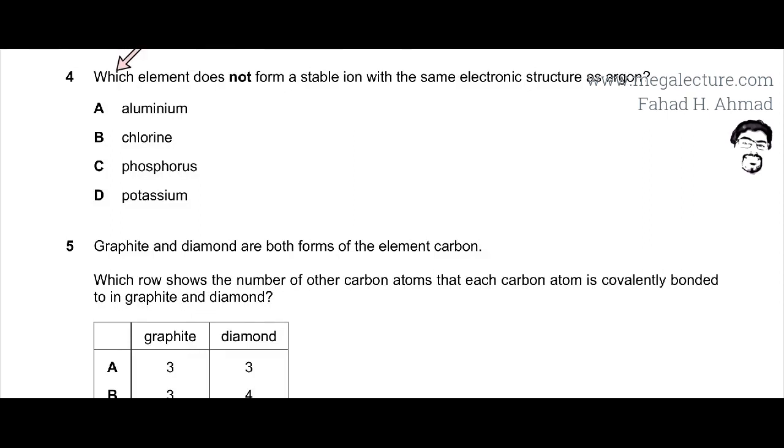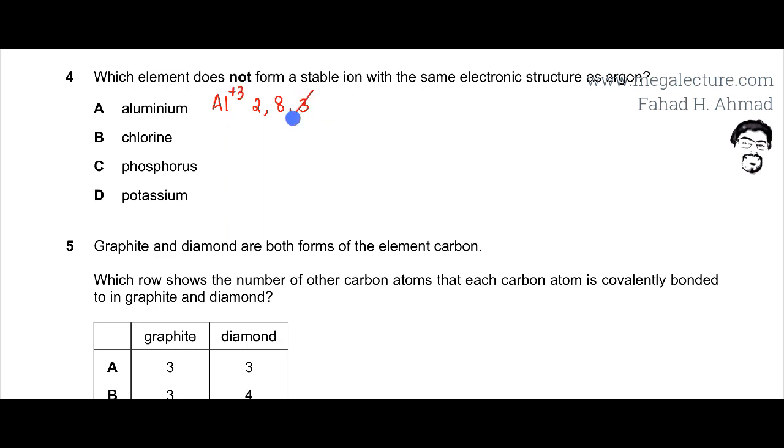The following question reads: which element does not form a stable ion with the same electronic structure as argon? Now, starting with the first one, we know that aluminium's electronic configuration has 13 electrons, so it's 2, 8, and 3. Now, if it's 2, 8, and 3, the aluminium ion that is formed is always plus 3. It's in group 3, so it's going to be plus 3.